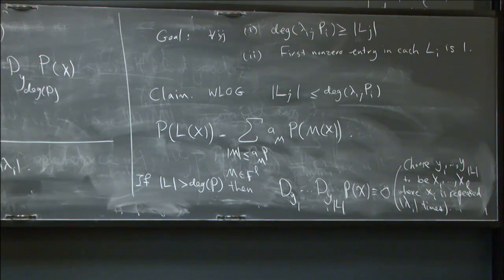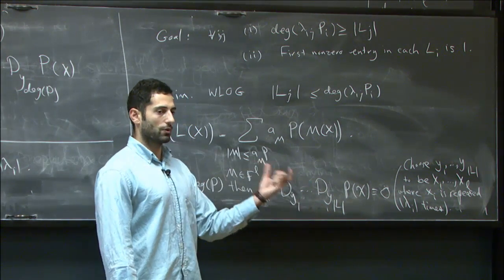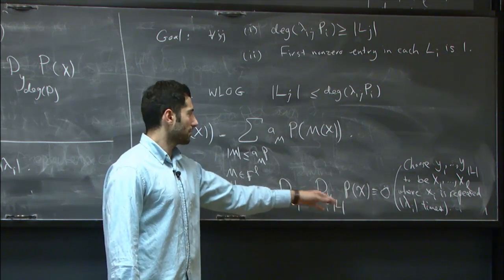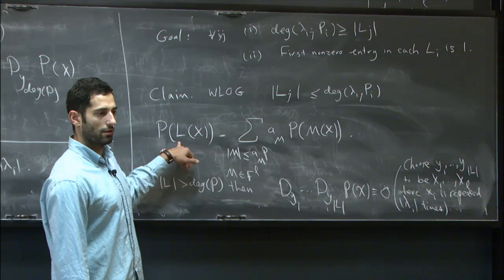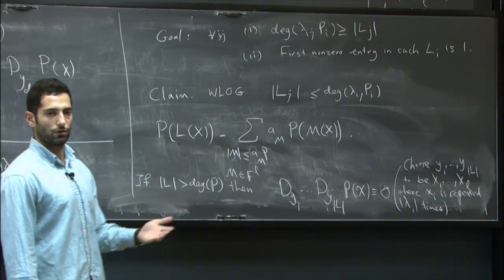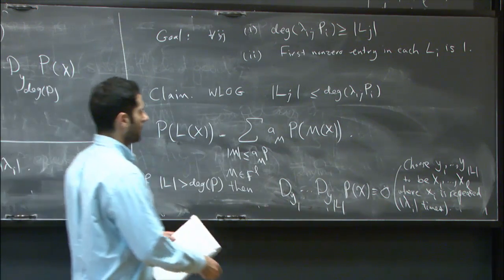So where lambda i is the ith entry of your linear form. If you expand this out, the maximum weight p of L of x is going to be exactly this, and you can write it as a linear combination of lower weight ones, and then you can do induction on the weight of the linear forms. Okay? So that's the first claim.